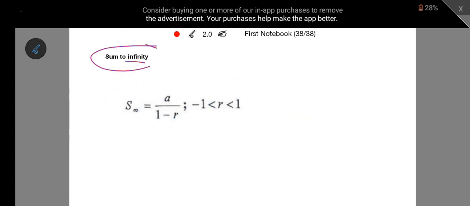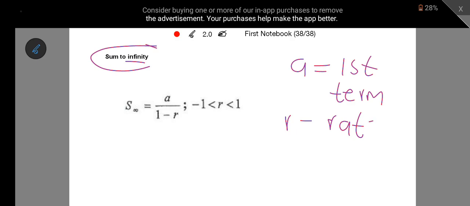The symbols here do not change. A still stands for the first term. R still stands for the ratio. Because the formula for sum to infinity has R, this means we're talking about a geometric series. The only series that can converge is a geometric series. An arithmetic series cannot, because with an arithmetic series we don't talk about the ratio, but about the difference.